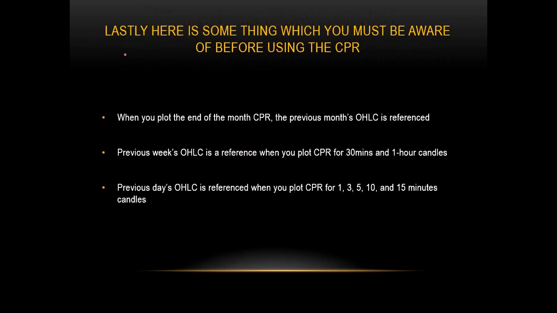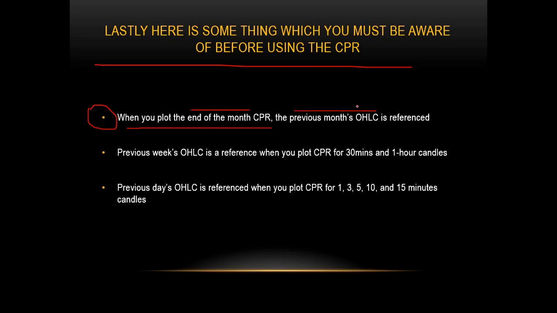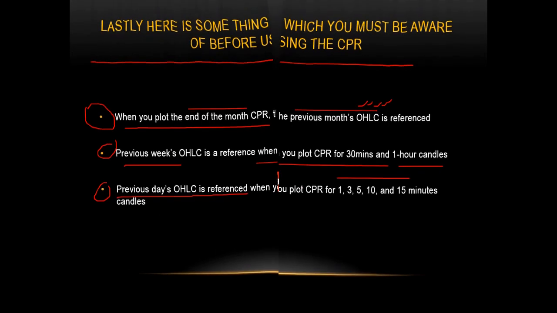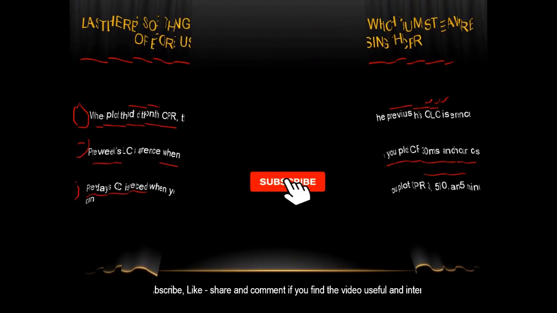Lastly, here are some things which you must be aware of before using CPR. Number 1. When you plot the end of the month's CPR, the previous month's open, high, low and closing prices are referred to. Number 2. For weekly pivots, the previous week's OHLC will be referred to. And for the shorter time frames such as 1, 3, 5 and 15 minute to 30 minute charts, the previous day's OHLC will be referred to.